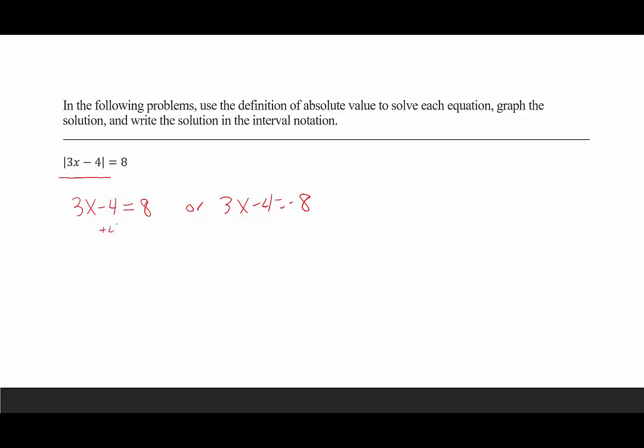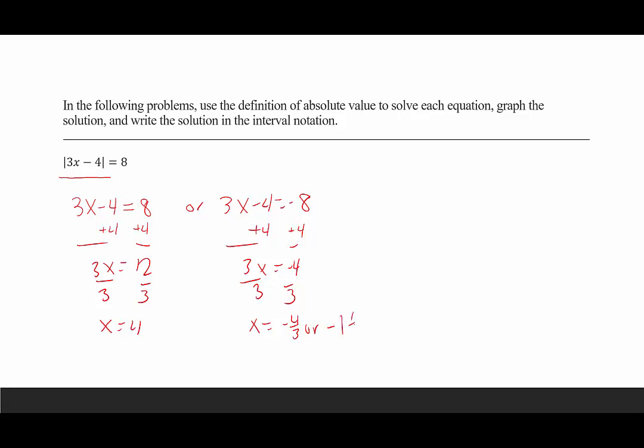So here I'm going to add 4 to both sides. That gives me 3x is equal to 12. Divide both sides by 3. And we get x equals 4. Over here, I add 4 to both sides. I get 3x equals negative 4. Divide both sides by 3, and I end up with x equals negative 4/3, or if you want to, you can write it as negative 1 1/3. Okay, we solved it. That was part 1.